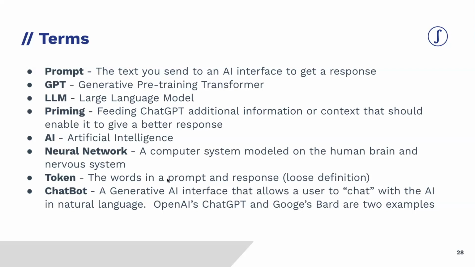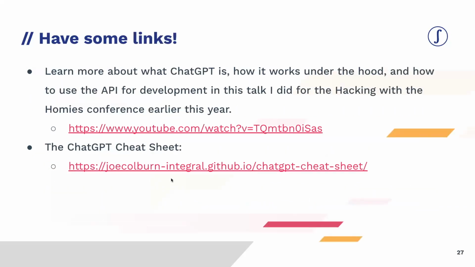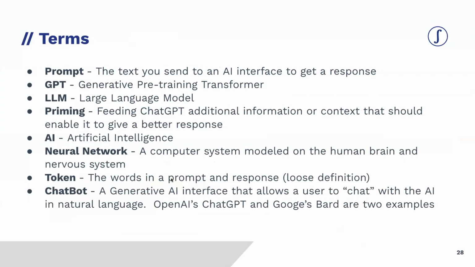And then a token we talked about briefly. I used a loose definition for that, which is it's the words in a prompt and in the response. So if I say, tell me a joke, that's 4 tokens. Tell me a joke. That would be representative of 4 tokens. And if the response is, I don't know any jokes, that is 5 more tokens. So the combined request and response there consists of a total of 9 tokens.